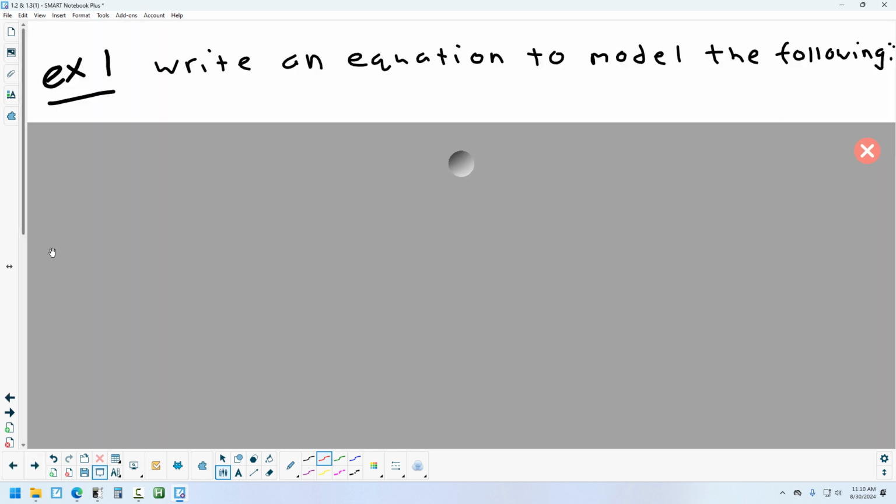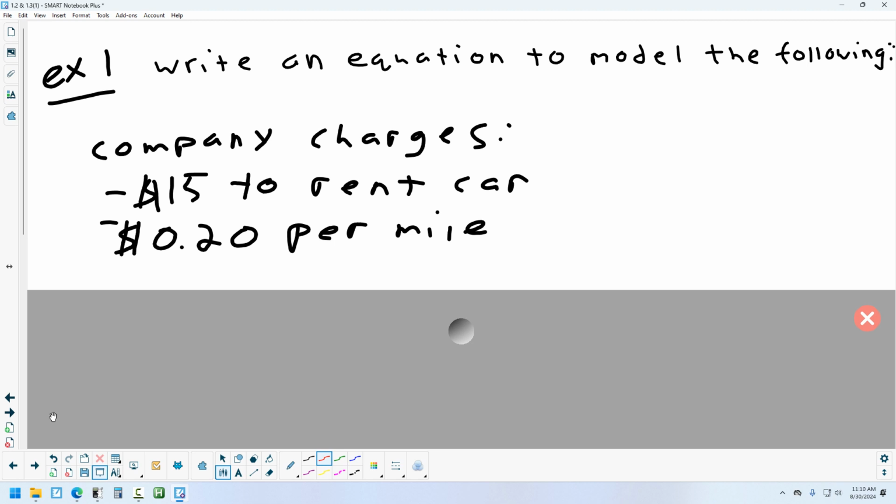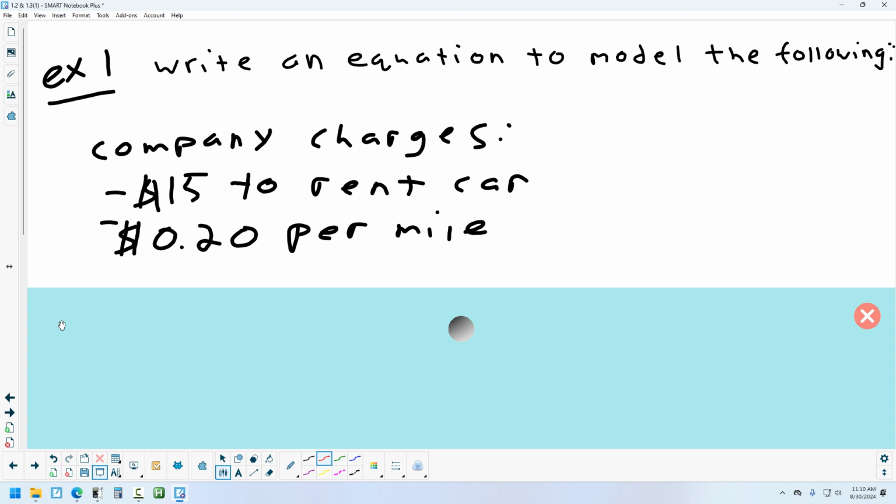So we're going to look at a problem where setting up an equation is the method that we're going to want to use. And that's what they tell us in the directions. So we have a company that charges $15 to rent a car and 20 cents for every mile that you drive. So we want to set up an equation to represent this.